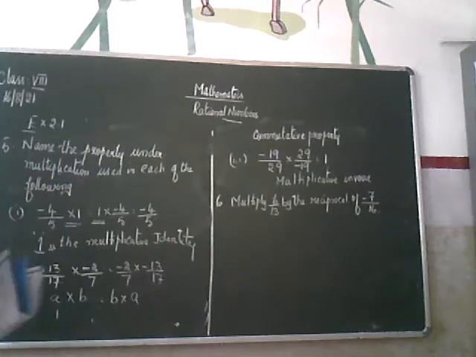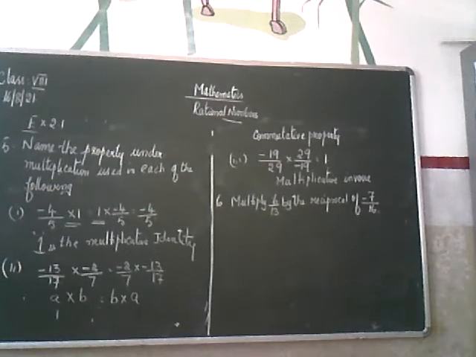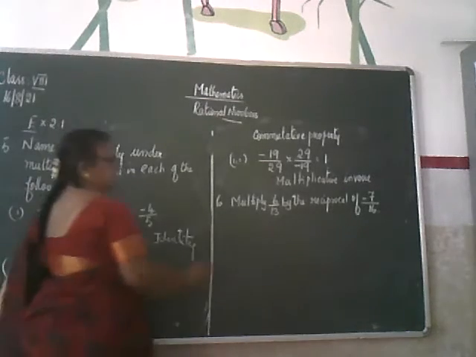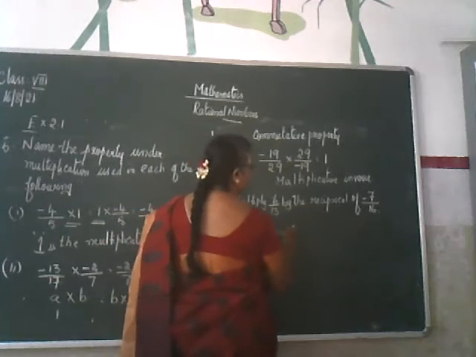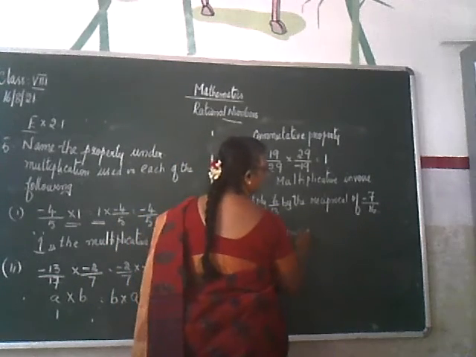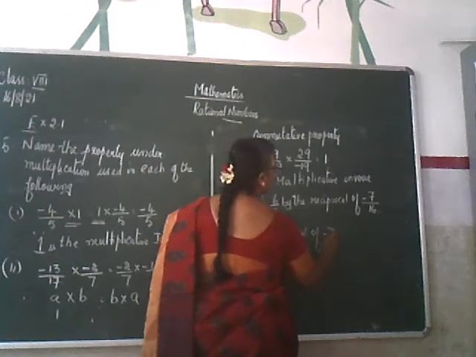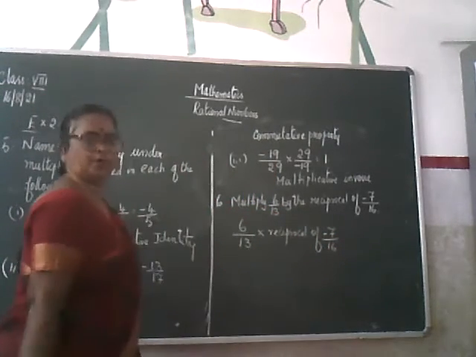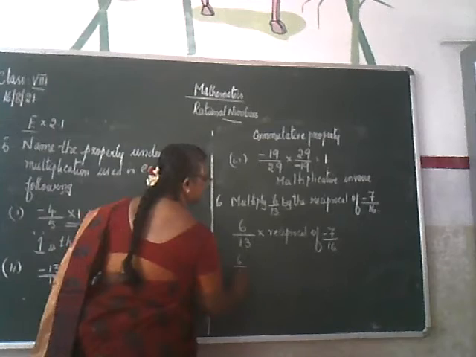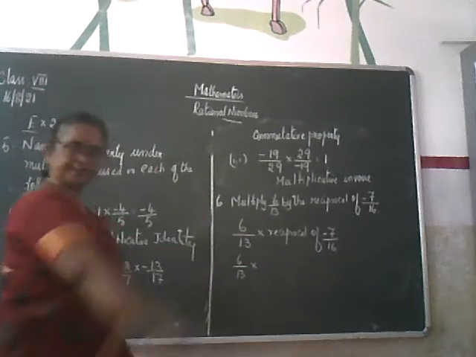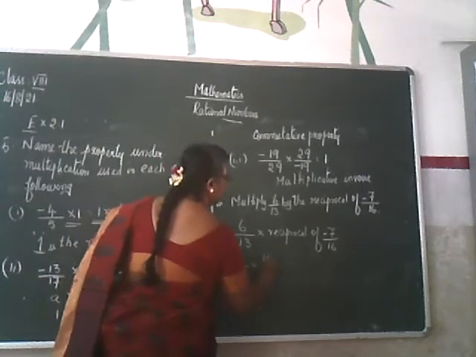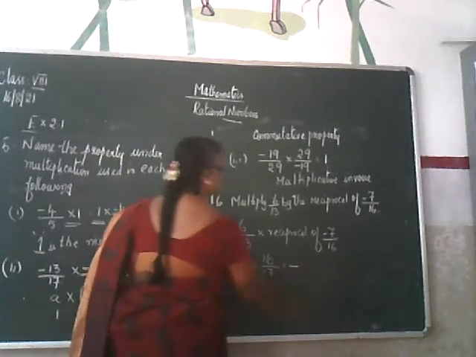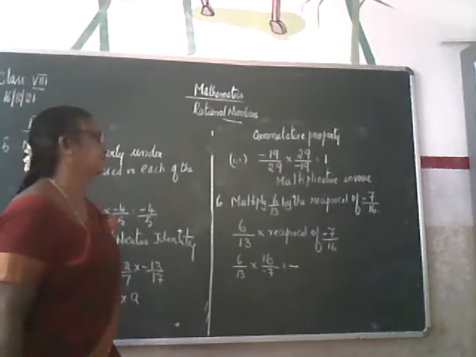See the question now. Multiply 6 by 13 by the reciprocal of minus 7 by 16. Here it is given 6 by 13 to be multiplied with the reciprocal of minus 7 by 16. What does its reciprocal mean? You just write the inverse of it, isn't it? So 7 by 16 will become 16 by 7. Plus into minus, minus. Anywhere you can put the minus, no problem.